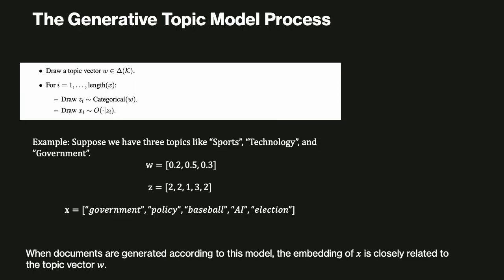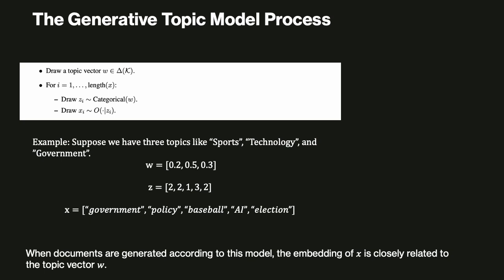So here we'll show what the generative topic model process might look like. First we'll draw a topic vector W from the set of all possible probability distributions on K topics. And then for document X of length |X|, we'll draw Zi, which represents which category a word belongs to, and then we'll draw the actual word Xi. For example, suppose we have three topics: sports, technology, and government. Then W is a sampled probability vector, where with probability 20% we'll have sports, and so on. And as you can see, X corresponds to the actual category assigned in Z.